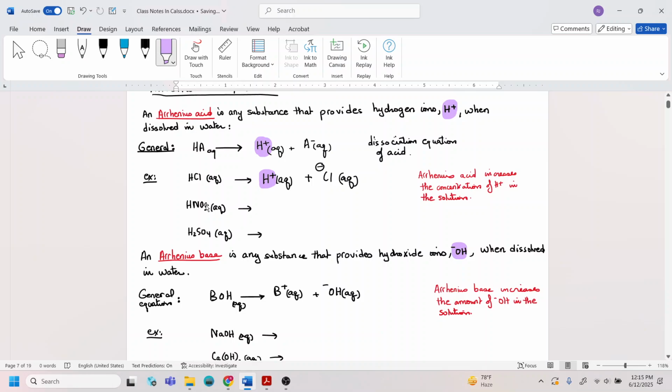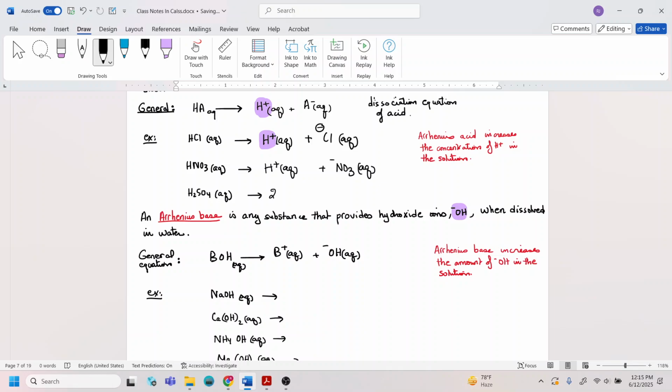HNO3 is another acid that is going to dissociate completely into H plus and NO3 minus, aqueous. Notice that the charges have to balance. We know that hydrogen is positive because it's in group number 1. NO3 is a polyatomic ion, and NO3 has a negative charge. Plus and minus do balance out.